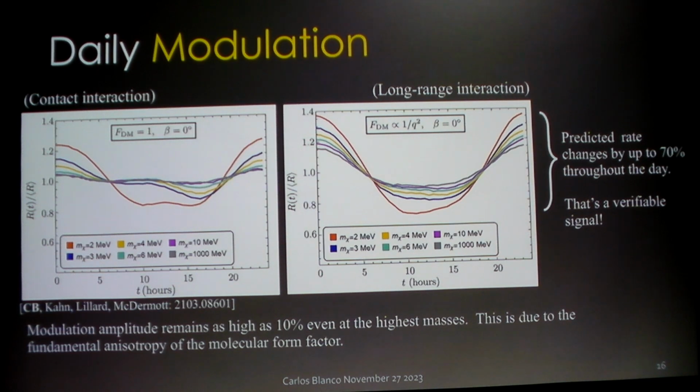And that's a very verifiable signal. That looks a lot different than just a constant dark rate. And that allows you to get rid of a lot of background. So this is the overall rate. This is not some directional thing. This is the overall rate, right?